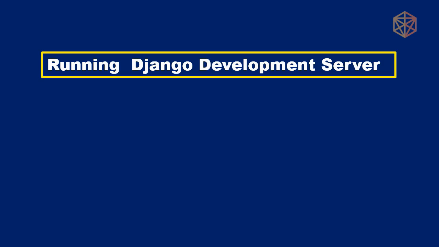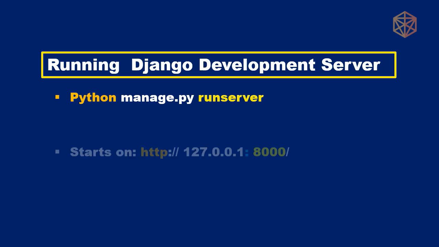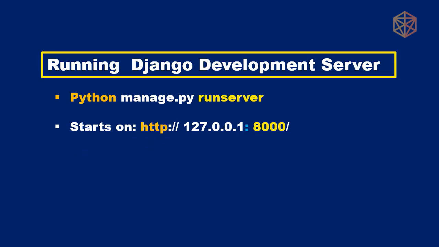Now that we have created our Django project, we can test it by running our Django development server. So to start the Django development server, you need to type in this command: python manage.py runserver. And what that does, it will start the server on a default port. So when the server starts, it runs on port 8000.